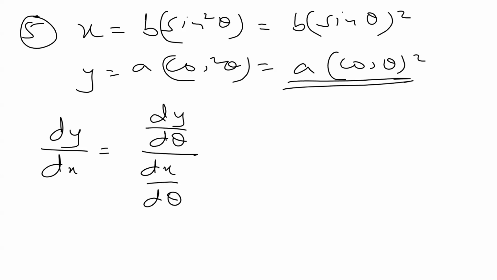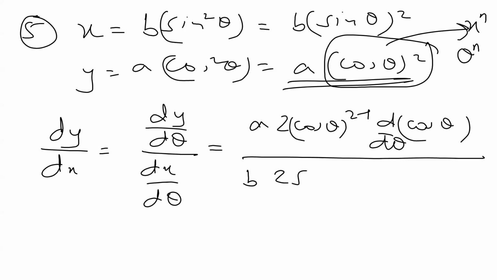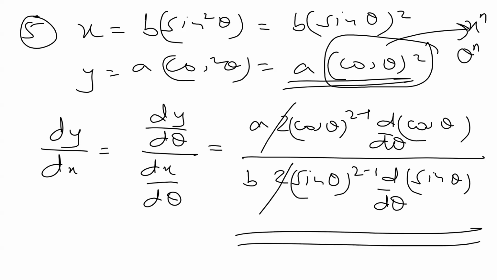Okay, derivative of this: a goes outside the derivative, x raised to n, 2 into cos theta raised to 2 minus 1 into d by d theta of cos theta. Now this time chain rule will come because you are comparing this with x raised to n formula, that is theta raised to n. So theta becomes cos theta. Then b, 2 sin theta, 2 minus 1, d by d theta of sin theta. Okay, 2 will get cancelled. You can simplify this further. You can also solve dy by d theta separately, dx by d theta separately, and solve.